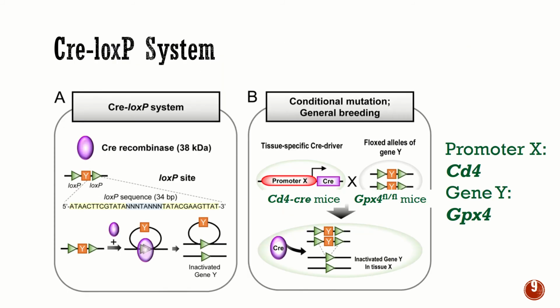So first, let's introduce the Cre-loxP system. We can see that two strains of mice will be generated. One is to express Cre recombinase, and the other one is to express the floxed GPX4, which means the GPX4 is sandwiched between two loxP sites. And we can know that when these two strains of mice are crossed, the next generation will not have the gene of GPX4.